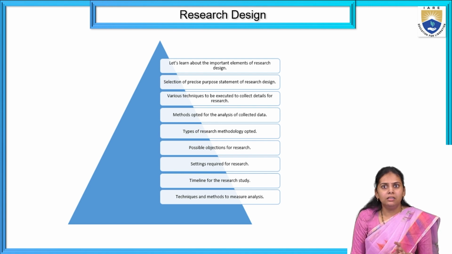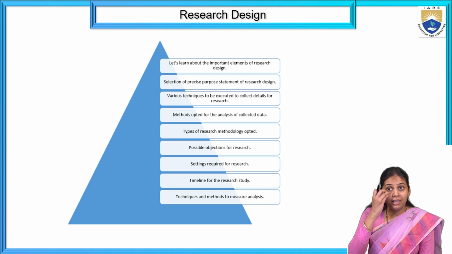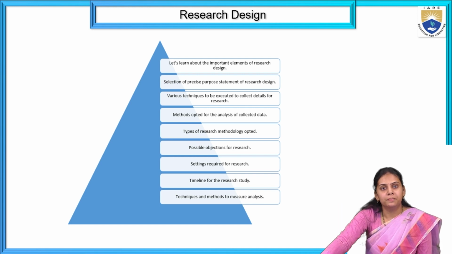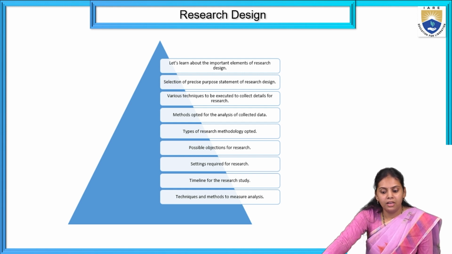And generally, what is the impact of research design on a research? Let's learn about the important elements of a research design here. Selection of a precise purpose statement of the research design. Various techniques to be executed to collect details of a research. Methods opted for the analysis of the collected data. And what are the types of research methodology opted? What are the possible objections for a research?